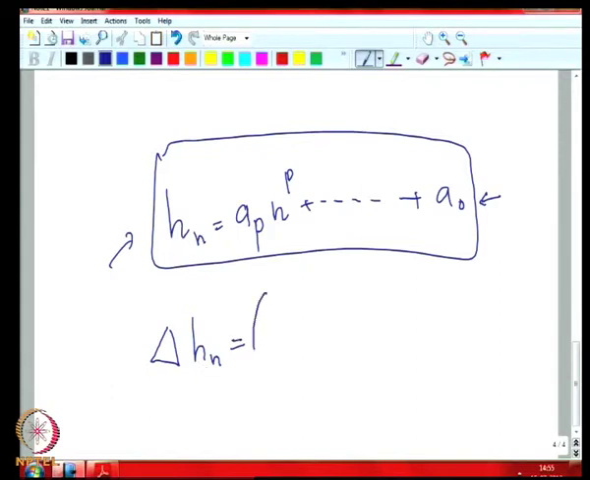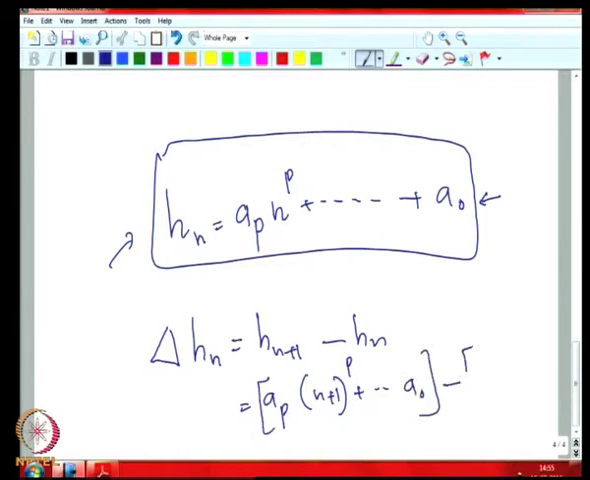So, it will look like this. ap into n plus 1 raised to p up to a0, because this is Hn plus 1, minus Hn. So, this is ap into n plus 1 raised to p up to a0, minus ap into n raised to p up to a0. Okay, this is what it is.